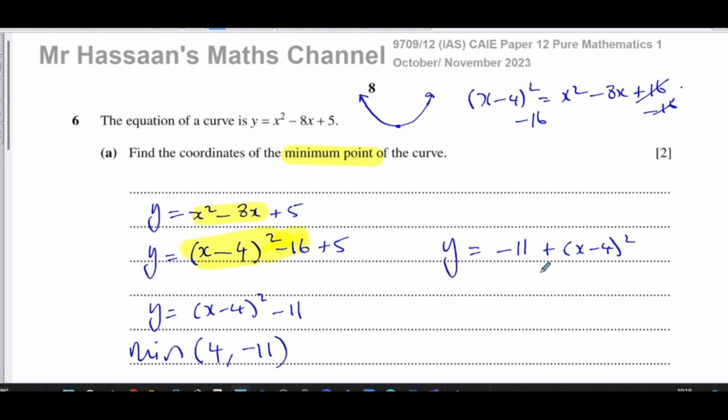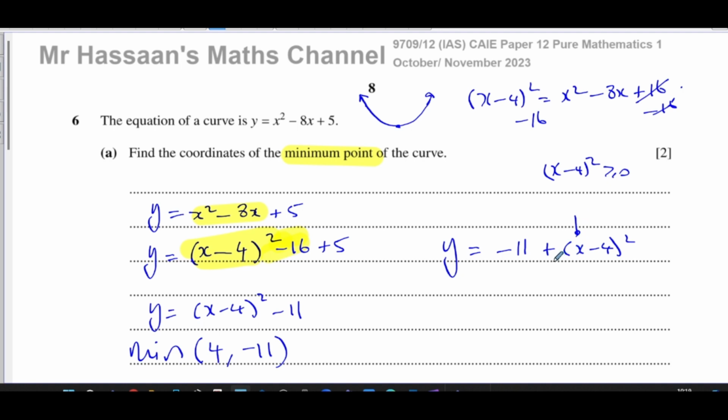And you can think about it as we've got minus 11 and we're adding something to minus 11. What we're adding to minus 11 can only be positive, because we know that (x minus 4) squared must be greater than or equal to 0 for all values of x, because you're squaring it. So you're always going to be adding something to negative 11. So the curve is always going to be above minus 11. The lowest you can ever get is when you add nothing to negative 11. And that's when x equals 4.